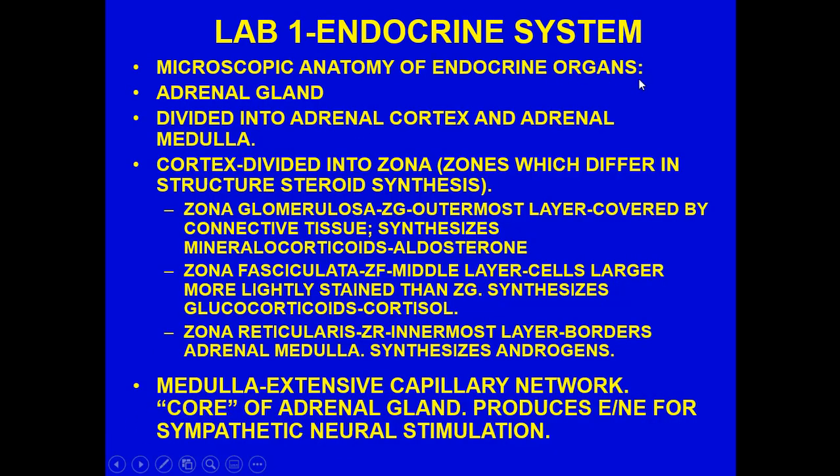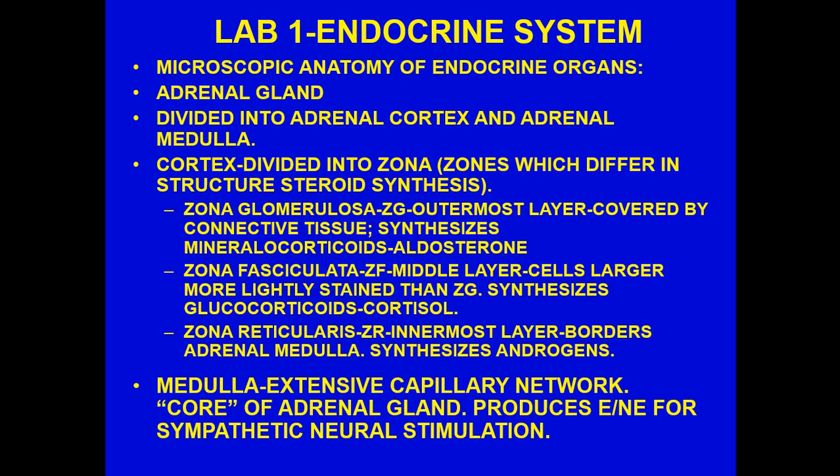Now, with the adrenal gland, we have the adrenal gland divided into the adrenal cortex and the adrenal medulla. The cortex is divided into zones or layers that we call zonas. They differ in structure because they're involved with different types of steroid synthesis. The zona glomerulosa, the ZG, is the outermost layer. It's covered by connective tissue, the outer membrane that holds together the entire gland. The ZG synthesizes mineralocorticoids, particularly one called aldosterone.